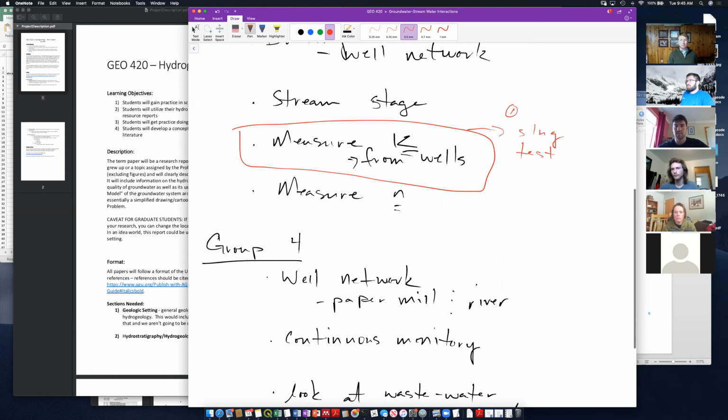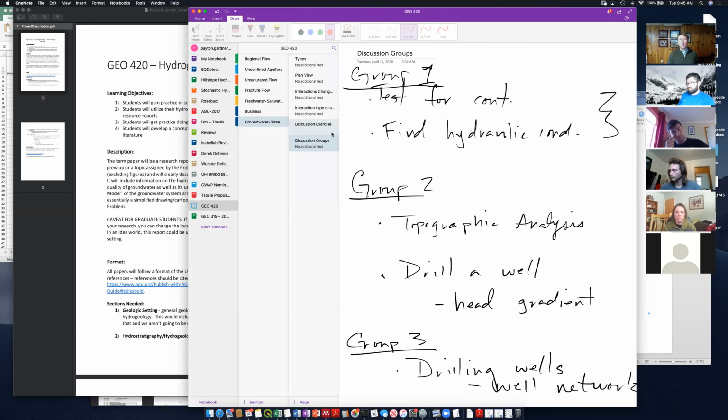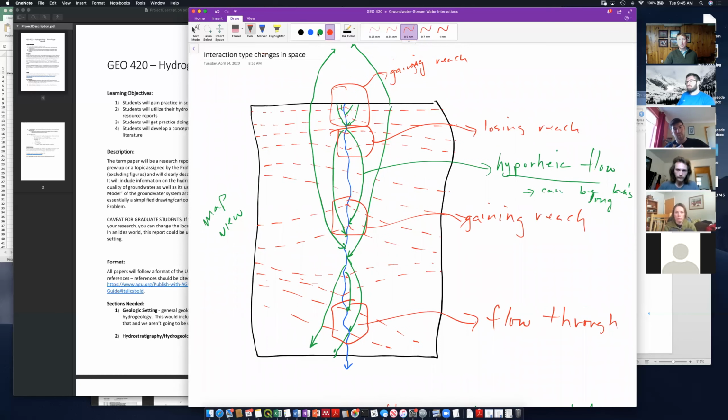Okay, so I wanted to go back and hit a bit of why it's so important to think about a well network. So let's go back to this map view, right? And let's put our hypothetical paper mill right here. All right. And let's say I drilled one well right here.